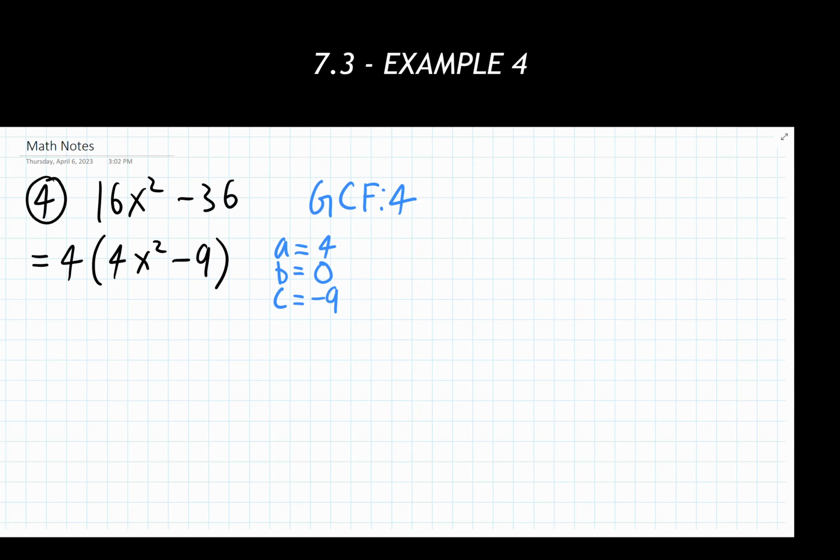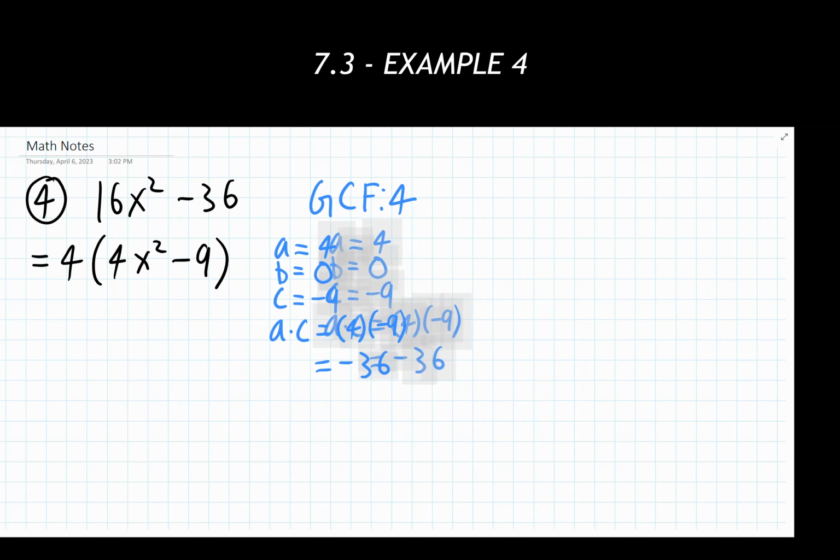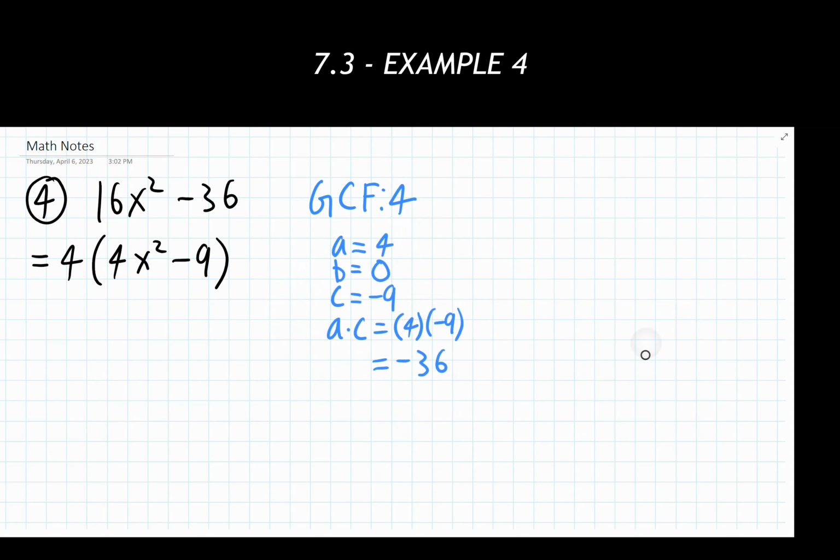Okay? Excellent. So now I have my A, B, and C values. I'm multiplying A times C, just like we've done in the past. I'm getting -36 out of this. I'm going to move this over a little bit. I always write this a little bit close in here, so move it over, give ourselves some space. So I have my product of A times C. Perfect. Step 2 is done.